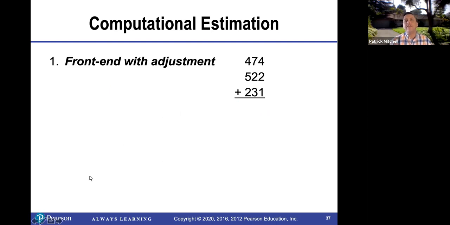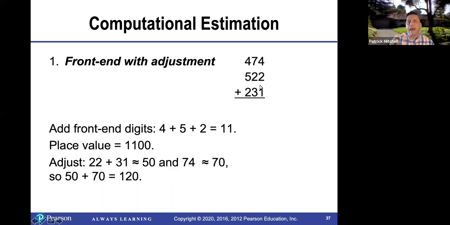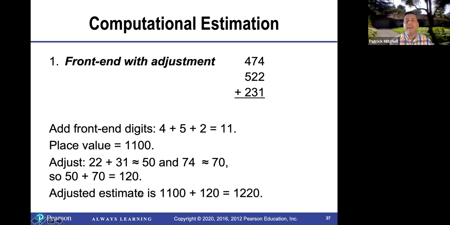All right, computational estimation. So this is when it's not super important to get an exact answer. One example is front end with adjustment. Add your front end digits. 4 plus 5 plus 2 is 11, which means 1100. And then just make the adjustment. 22 plus 31 is about 50. 74 is about 70. 50 plus 70 is 120. And then add those two numbers together. The estimated sum is 1,220.